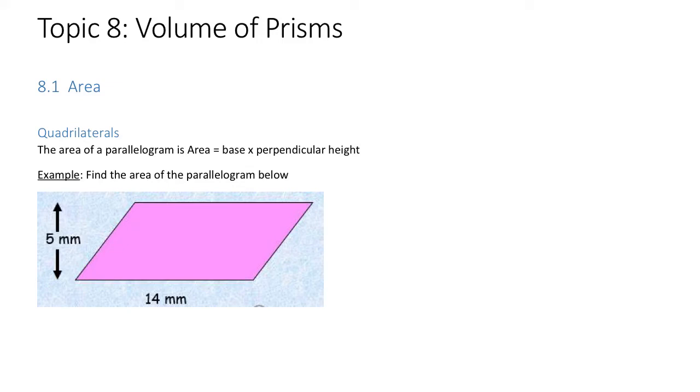Topic 8, volumes of prisms. 8.1, area, quadrilaterals. The area of a parallelogram is base times perpendicular height.